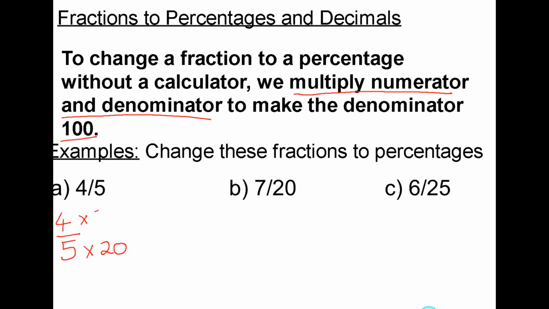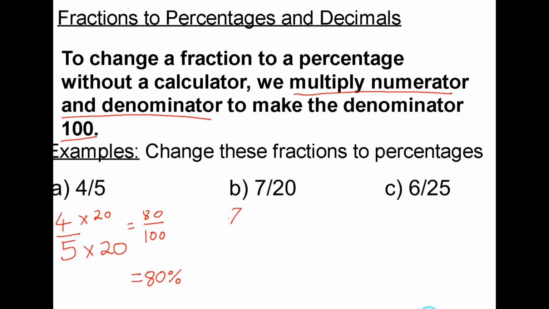So I'm going to multiply top and bottom by 20, which will give me 80 over 100, which we should know, 80 hundredths, is just 80%, because percent means out of 100. So we've now changed 4/5 into a percentage, which you might remember is 80%.